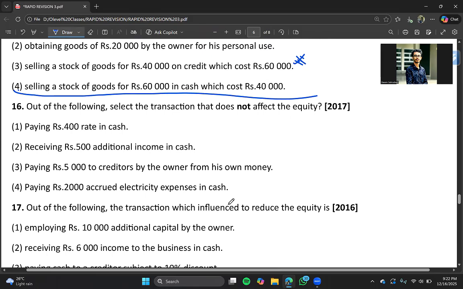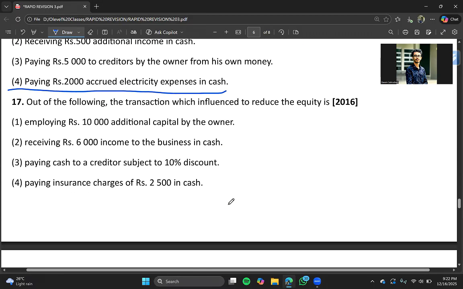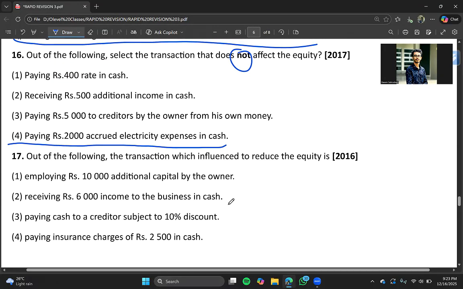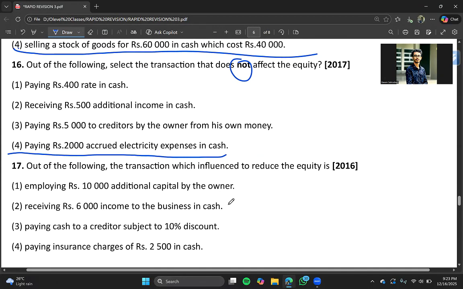Out of the following, select the transaction that does not affect the equity, right? So, which is not affecting the equity. Paying rates will affect equity. Additional income will affect the equity. Paying creditors by owner's money will affect the equity. So, answer number 4, paying for 2,000 accrued expenses will not affect the equity. Cash and liabilities are affected because accrued electricity means it's a liability.